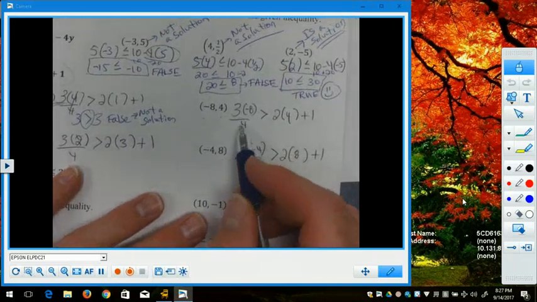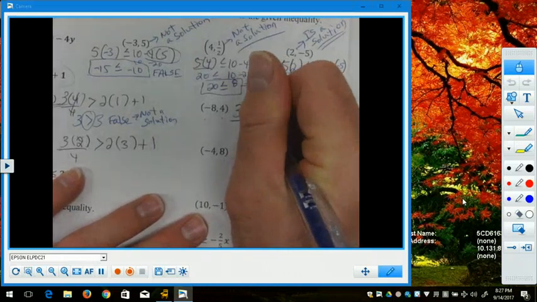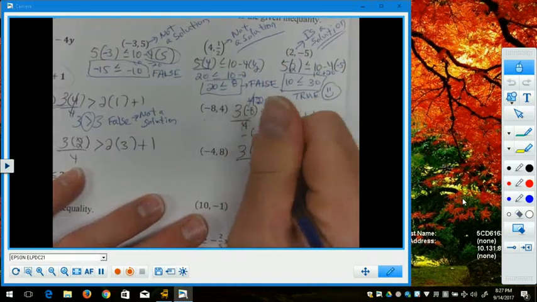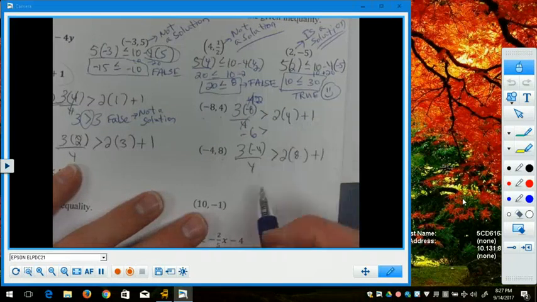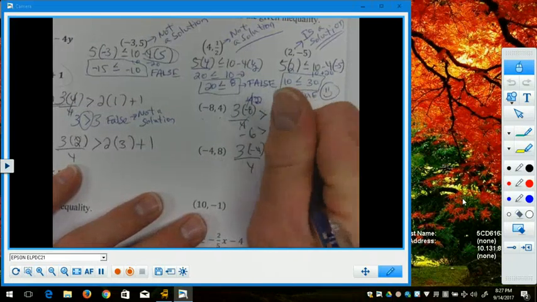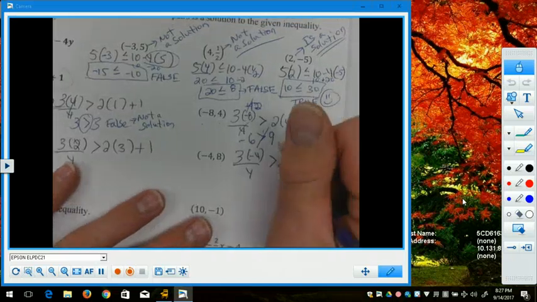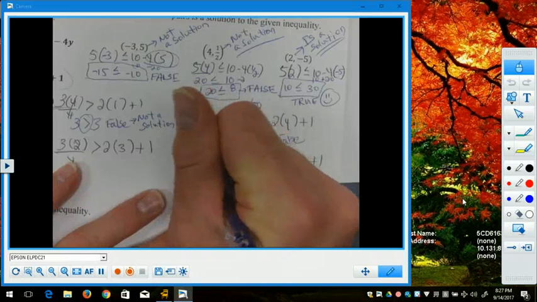When I plug this in, negative 8 over 4, negative 8 is really negative 4 times 2, or 4 times negative 2. The 4's are gone. Negative 2 times 3 is negative 6. So I'm testing to see if negative 6 is greater than what I have on this side. 2 times 4 is 8 plus 1 is 9. Again, this is not a true inequality. It's false. So this point is not a solution.